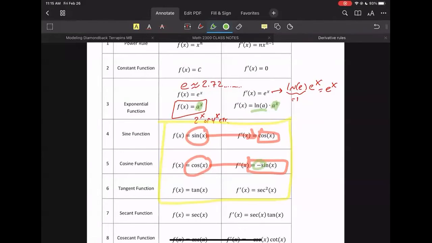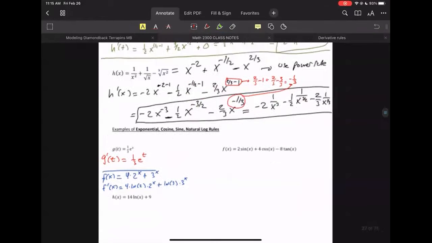See that? So that's the thing you got to kind of be careful about. Sine changes right into cosine when you take the derivative, but cosine changes into minus sine. And then tangent becomes secant squared, also not too bad. So we're just going to look at this next one, and it's really pretty straightforward, I think, when you think about those three things.